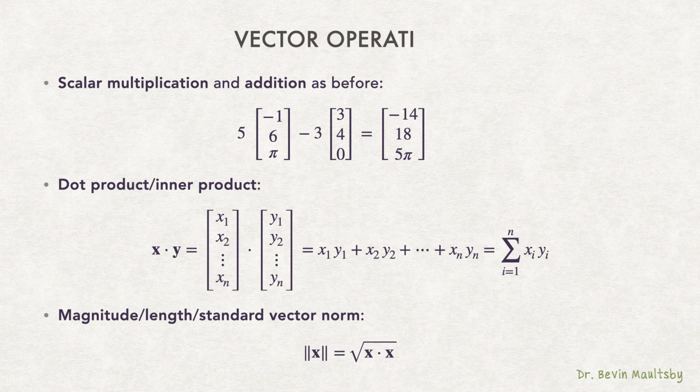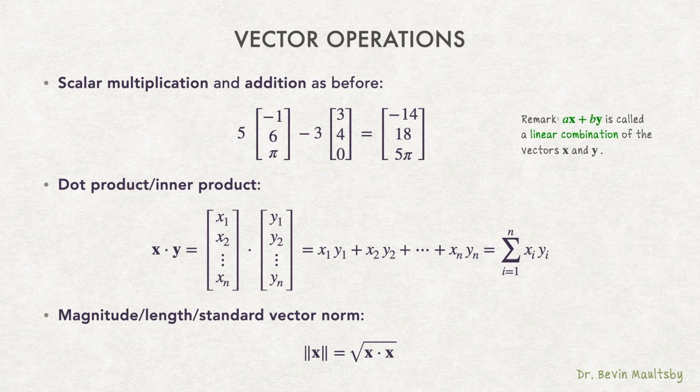Because we are thinking of vectors as special matrices, the matrix operations that we've already seen will transfer over to vectors, meaning we have scalar multiplication and vector addition as before. So here it makes sense to do 5 times the vector -1, 6, pi, minus 3 times the vector 3, 4, 0 to get the vector -14, 18, 5 pi. Scaling vectors and adding them together, by the way, is called a linear combination of vectors. So if you have scalars a, b, and vectors x, y, a linear combination has the form ax plus by.